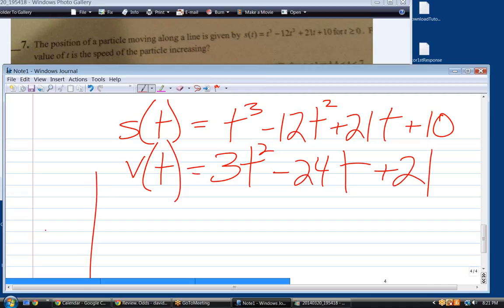If I graph that, it goes up like that. The velocity function. So the speed is increasing when the velocity is increasing. Actually, we need the acceleration function also.